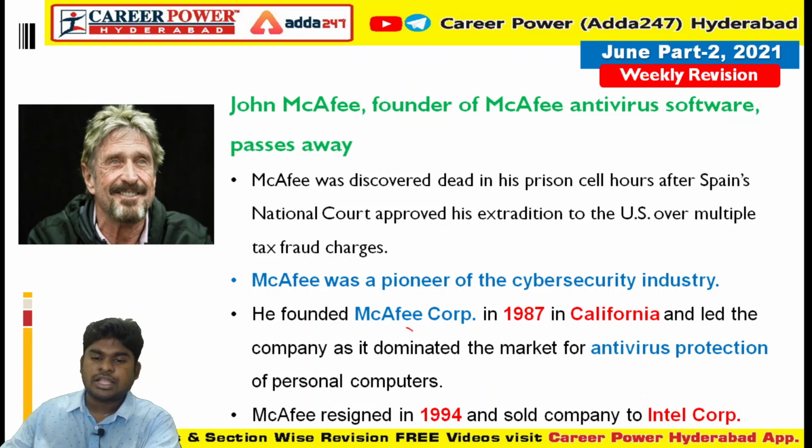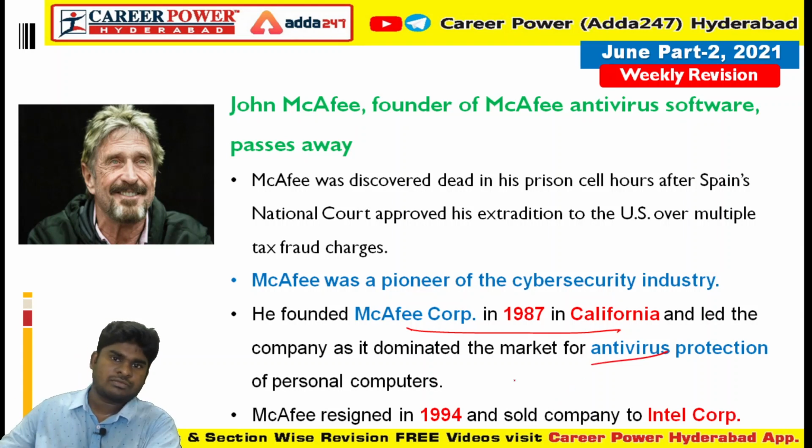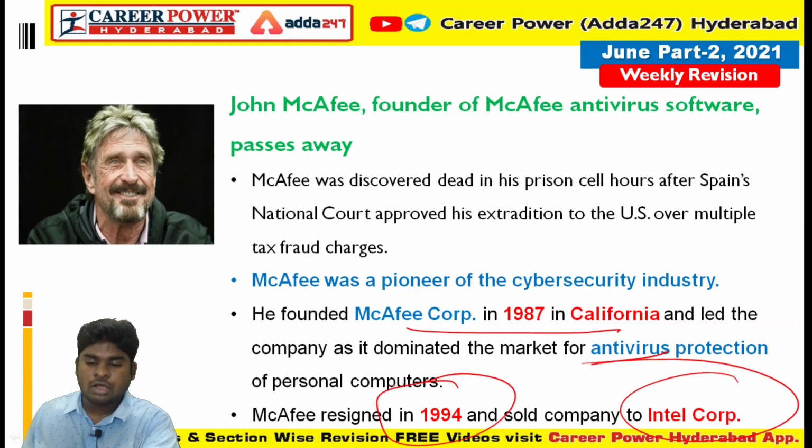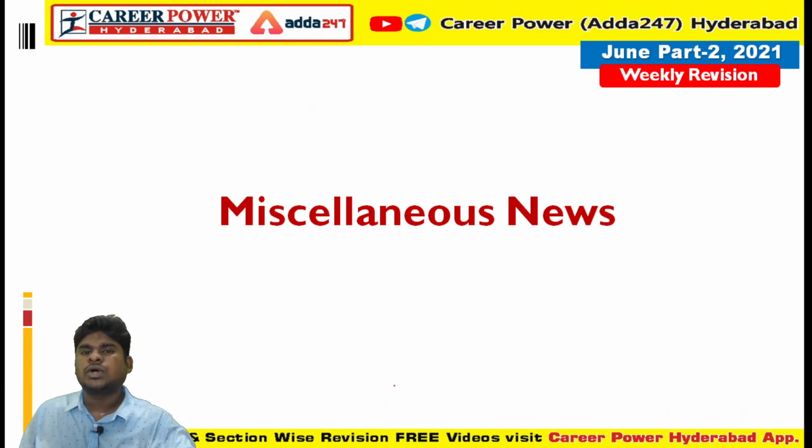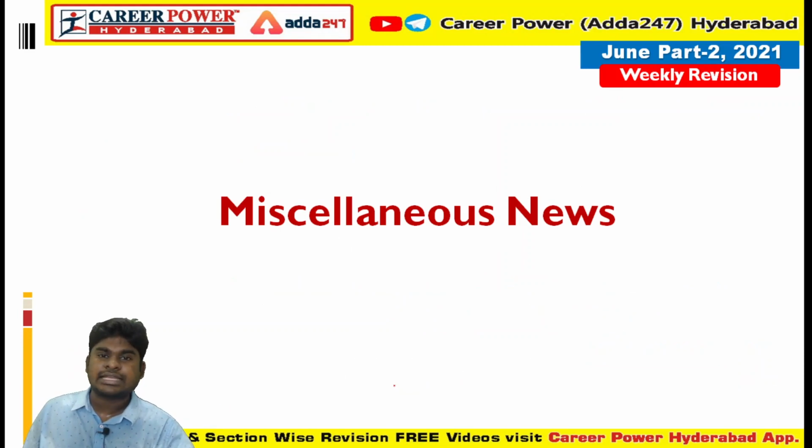He founded the McAfee Corporation in 1987 in California. He dominated the entire antivirus protection software area, and he sold his company in 1994 to Intel Corp. Now McAfee is under Intel Corporation. Later he went into cryptocurrencies and promoted them. Now he is in jail because of evading taxes. These are a few details about him, and he died in his jail in Barcelona.